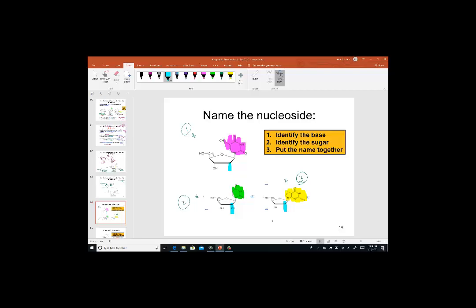You can quickly see the importance of memorizing the structures of the bases when you're asked to name these structures. Give yourself time, pause the video, and really work to commit to memory the identity of these bases. Come back to me when you've written out the names of the bases, identified the sugar, and put the name together, kind of assemble the pieces, and we'll check our work. Give yourself think time, my friends.